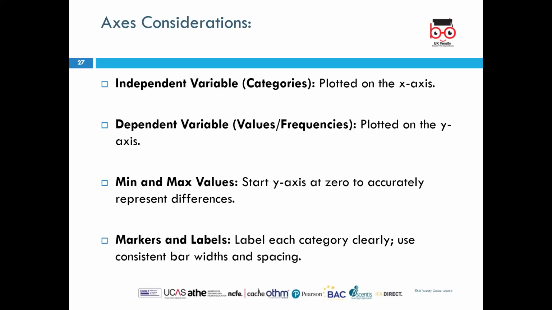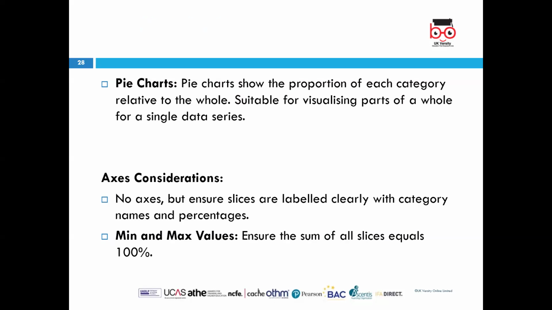Axis consideration: we look at independent variables, which are plotted on the x-axis, and the dependent variable, which is plotted on the y-axis. Minimum and maximum values: we start the y-axis at 0 to accurately represent differences. A pie chart shows the proportion of each category relative to the whole, suitable for visualizing parts of the whole for a single data series.